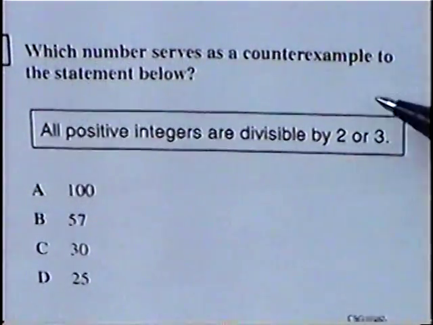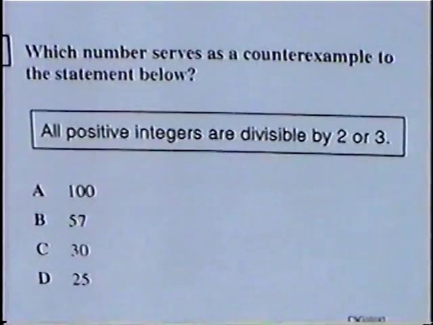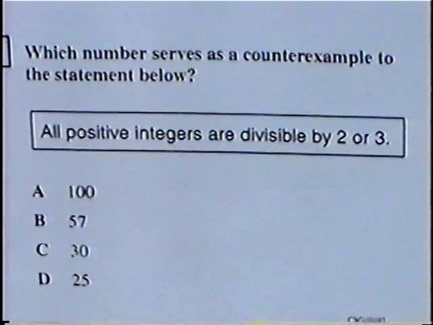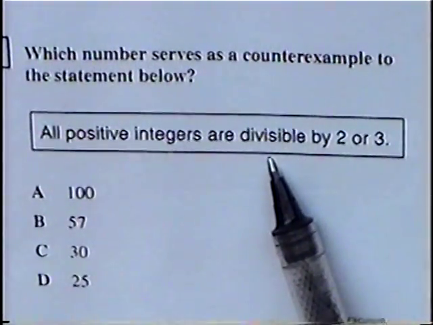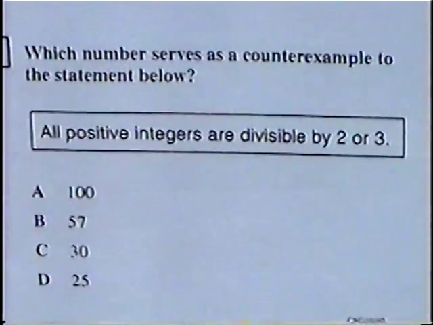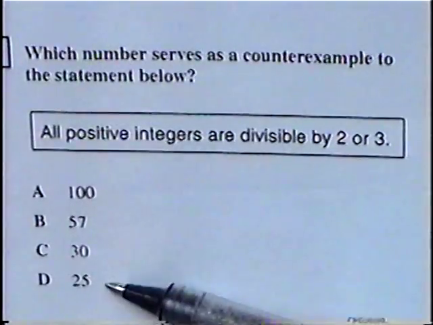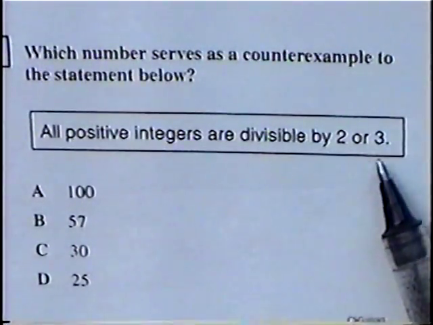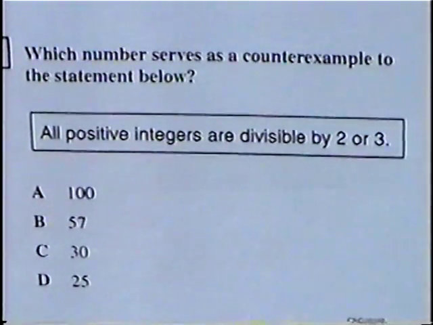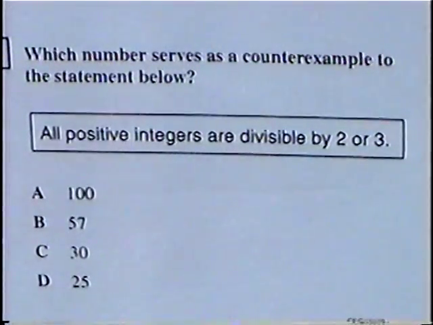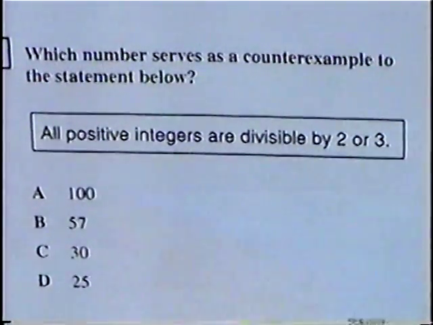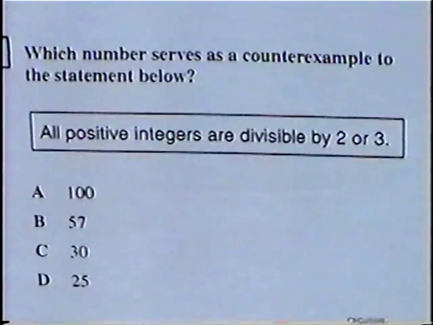To find a counterexample, we want to find a number that does not work for the statement. The statement is all positive integers are divisible by 2 or 3. So to find a counterexample, we want to find the number that is not divisible by 2 or not divisible by 3.